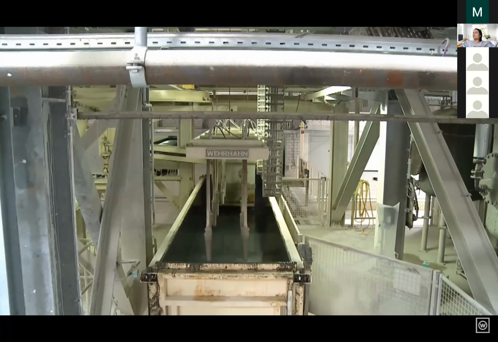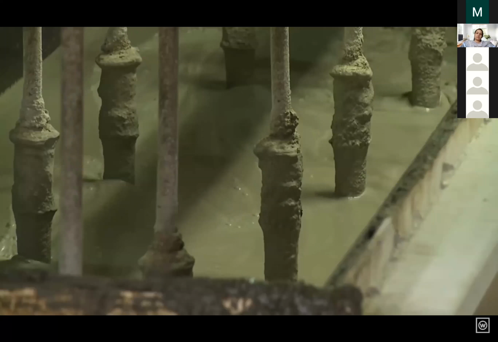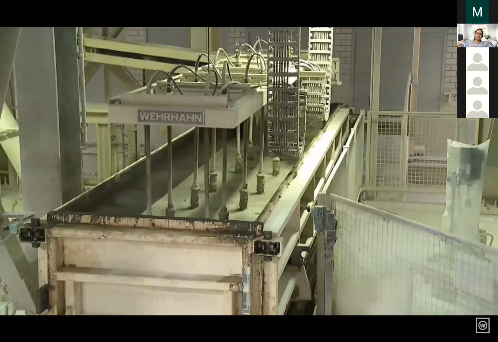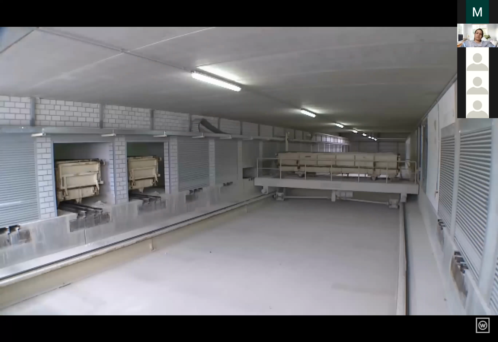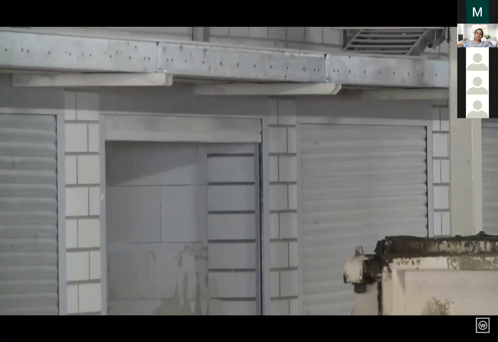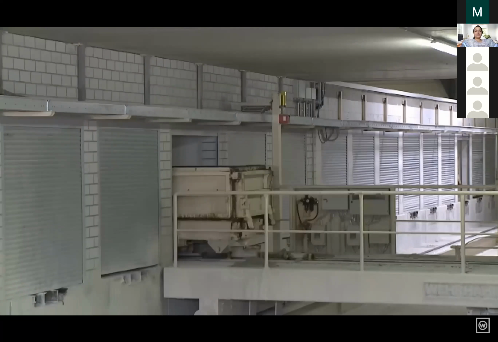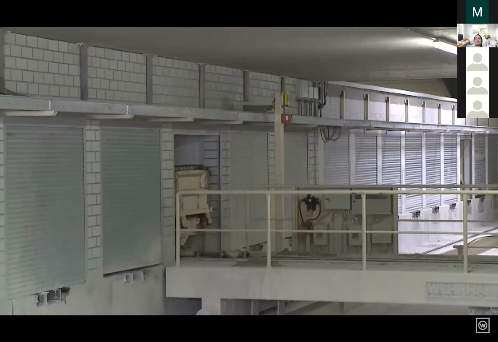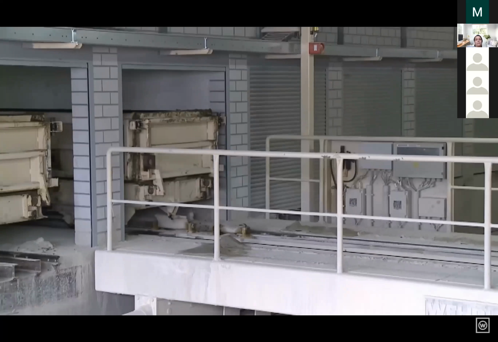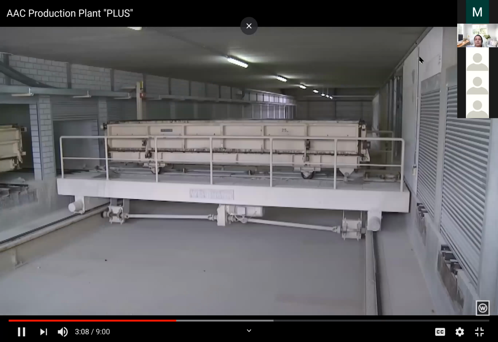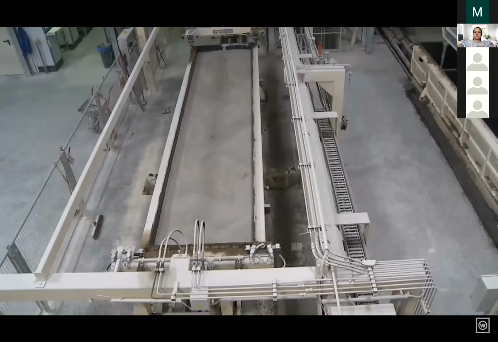The mix is poured into the mold where the chemical reactions start. The mix expands due to the reaction of the aluminium and stiffens due to the hydration of cement and quicklime. After filling, the mold is transported to the pre-curing area. The pre-curing area is heated to speed up the chemical reactions. As soon as pre-curing is finished, the molds are unlocked and opened automatically.